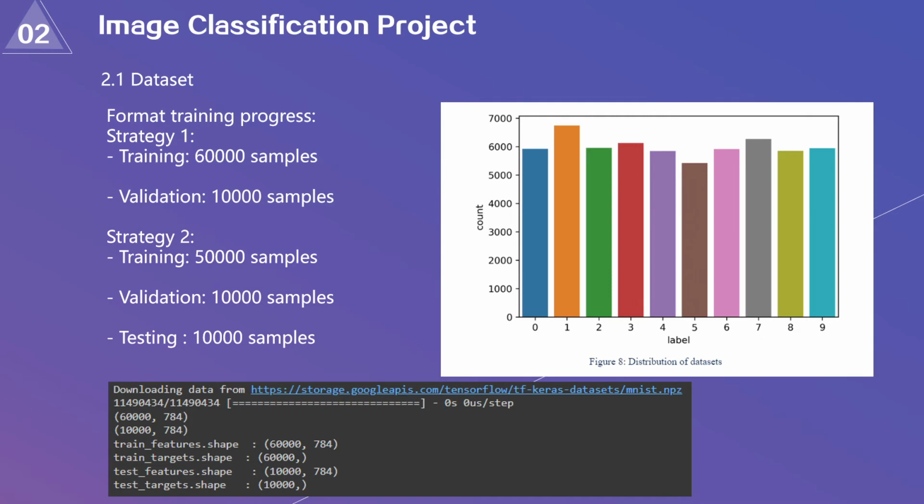So I format the training process with two strategies. In strategy 1, the training is 60,000 samples and the validation is 10,000 samples. In strategy 2, the training is 50,000 samples, the validation is 10,000 samples, and the testing is 1,000 samples. The distribution is quite balanced, which is very good for training.